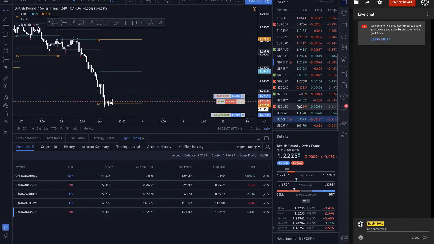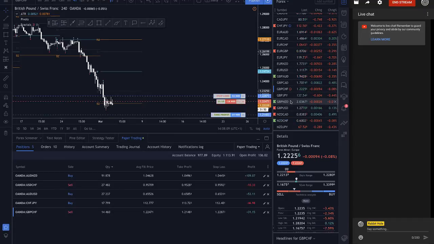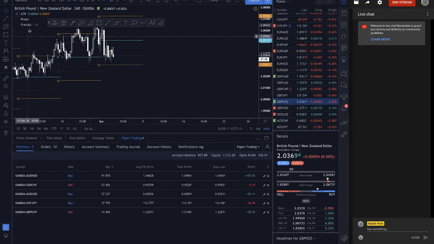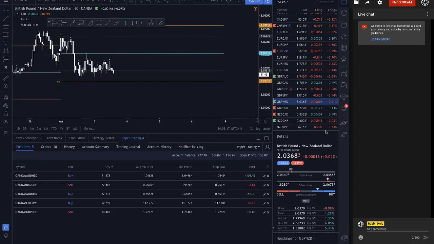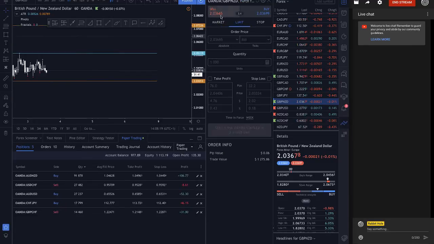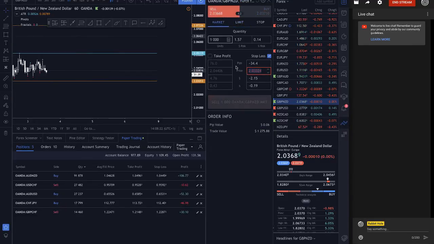Pound New Zealand. Where is my Pound New Zealand? Pound New Zealand short. Go to the 1 hour. I'll be entering it short. Market, 6%.